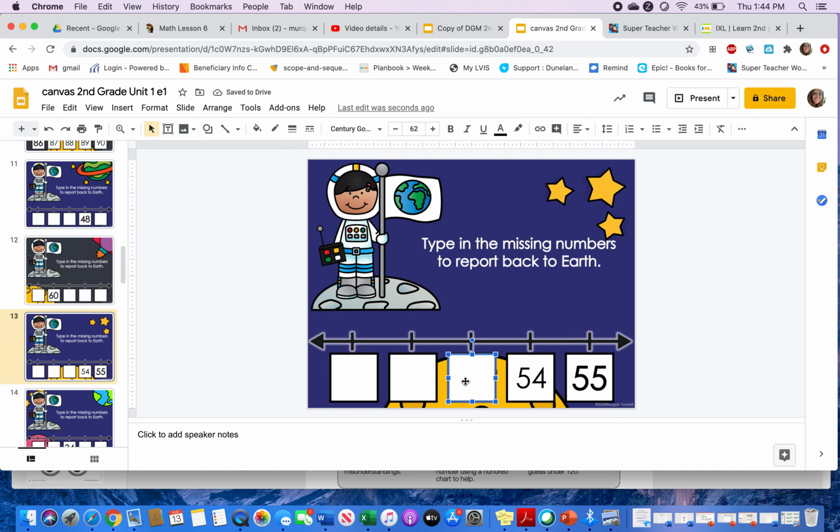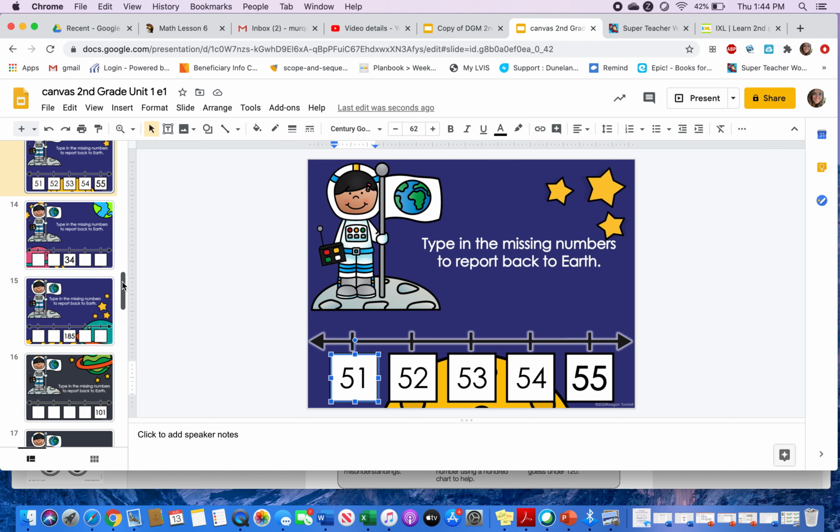What would be next? One less than 54 would be, write your answer down. 53, awesome. Next number, I bet you're getting it. 52 and 51. Nice job. I'm going to double check my work. Does my counting make sense? 51, 52, 53, 54, 55. I say thumbs up.